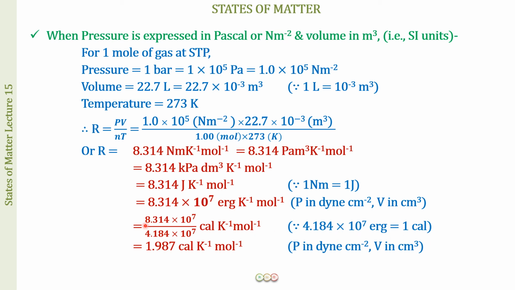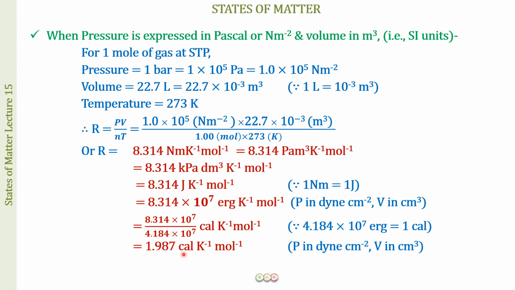So what we can do is divide this number by this value to get the value of the gas constant as 1.987 calorie per Kelvin per mole. Okay, and approximately we take this as 2 calorie per Kelvin per mole.